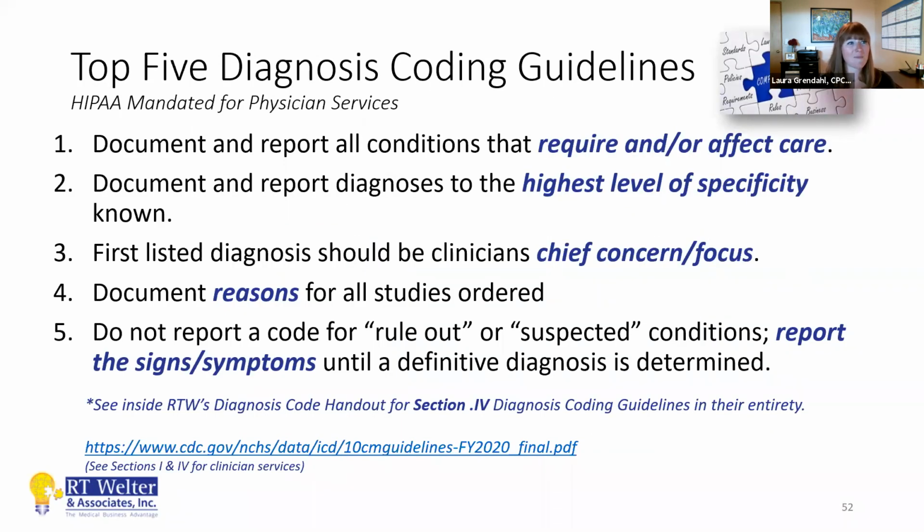Okay, top 5 diagnosis coding guidelines. Document and report all conditions that require or affect care. This is a big part of it. If we're seeing a patient who has a chronic condition, that is always in the back of our head. It's affecting how we're going to treat this patient, so we want to make sure that we are also reporting that, because it does affect care.